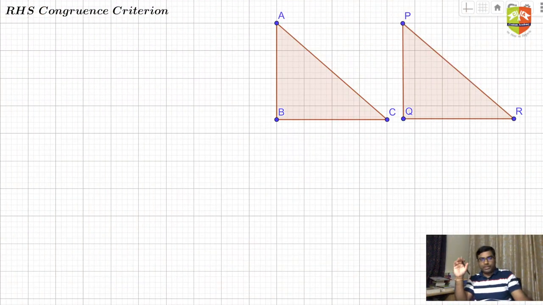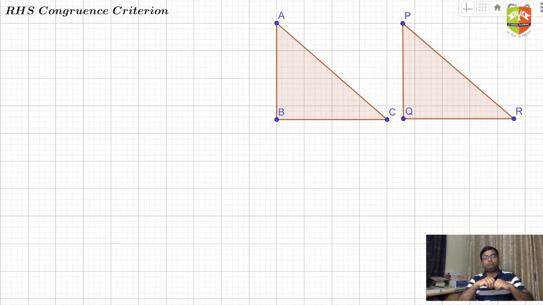Hello friends, welcome again to another session on triangles, and we have been proving congruence criteria. In the previous few sessions we saw different criteria: SAS, ASA, AAS, and SSS. Now we are going to take up the last one, which is the RHS congruence criterion.